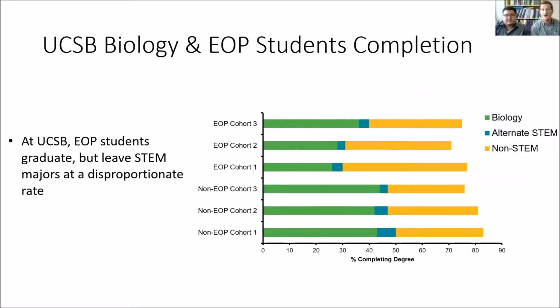And what we have in the top 3 bars are the EOP cohorts, and the bottom 3 bars are the non-EOP or continuing generation cohorts. What you can see is that of the students who are coming in as pre-biology majors, the continuing generation students, the bottom 3 bars, are retained in the biology major at a much higher rate than the EOP cohorts shown in the top 3 bars. The interesting thing here is that the EOP students are still completing their degrees, but they're leaving biology at a higher rate.